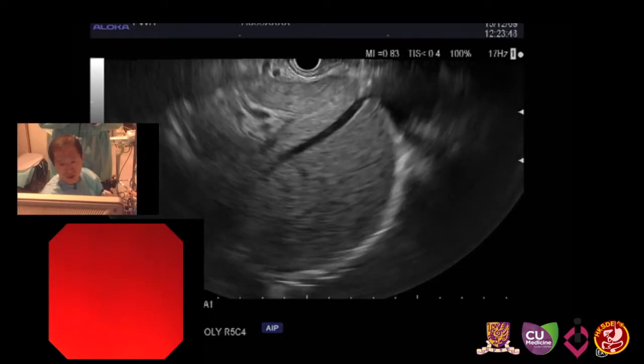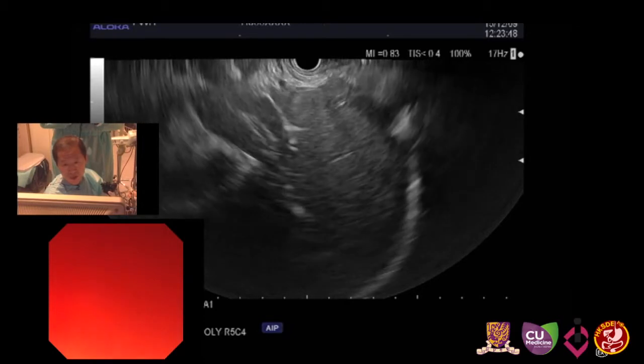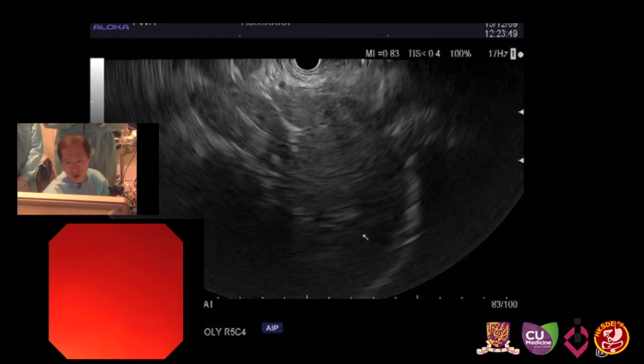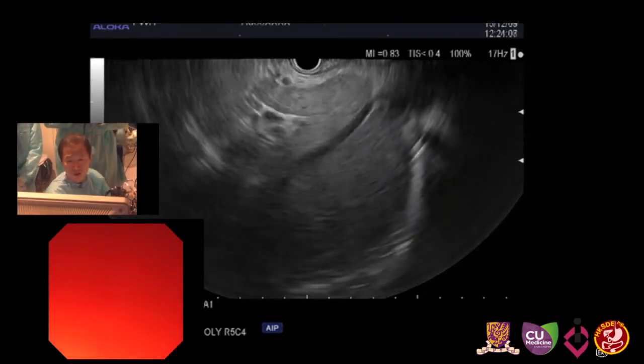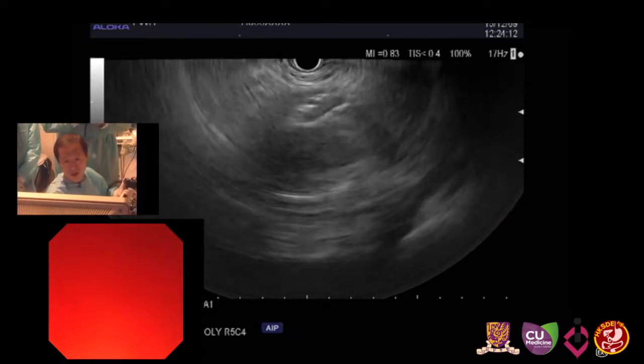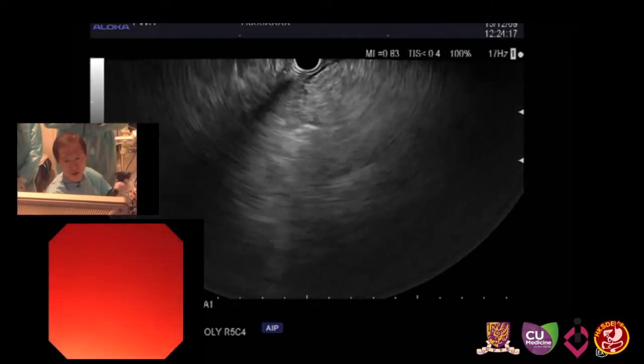I can increase the penetration depth a little more, and we will see the right main portal vein here. This is right main portal vein. This is extrahepatic portal vein. This is segment 8 portal vein going upward to the superior part of the liver. So until now, I cannot see any remnant abscess-like lesion. So I will go downstairs to the pancreatic area.